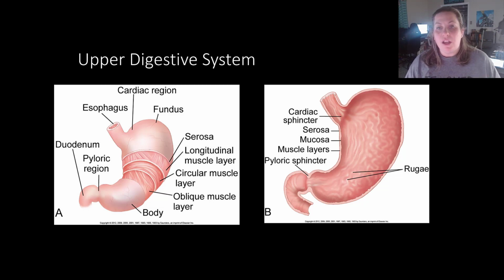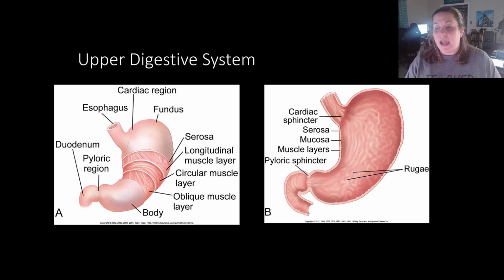Now with the stomach, you're going to notice there's two main openings. We have an opening coming from the esophagus. This is going to be the post-esophageal sphincter. So it's going to be right after the esophagus, and we call this the cardiac sphincter. We also have one that's going to be in the lower part, which is going to be the opening from the stomach to the small intestines, and this is known as the pyloric sphincter.